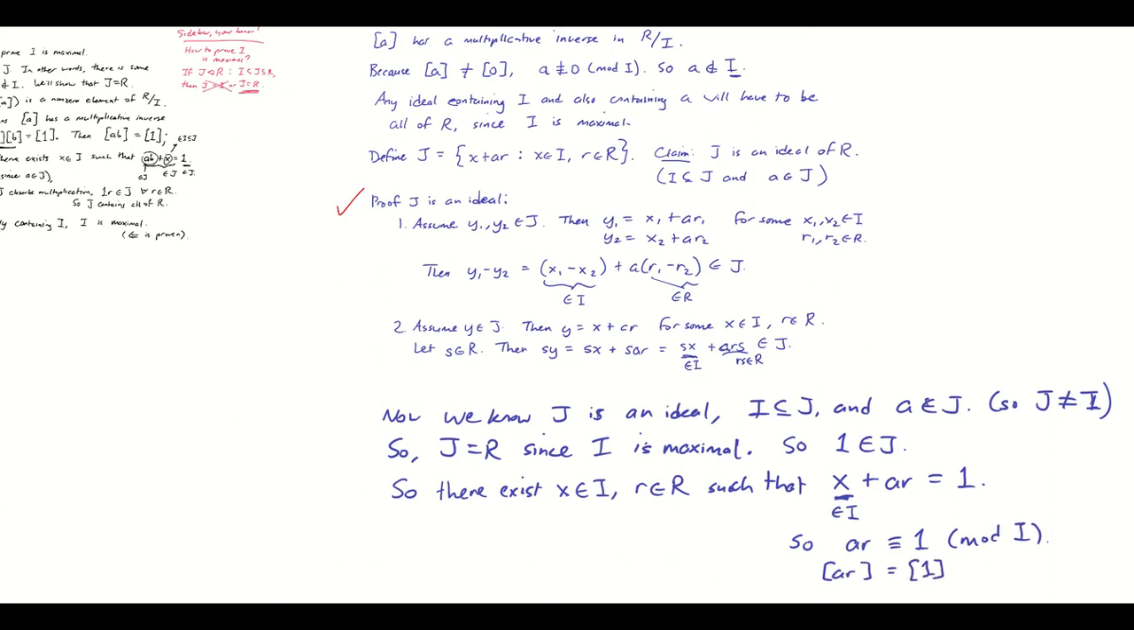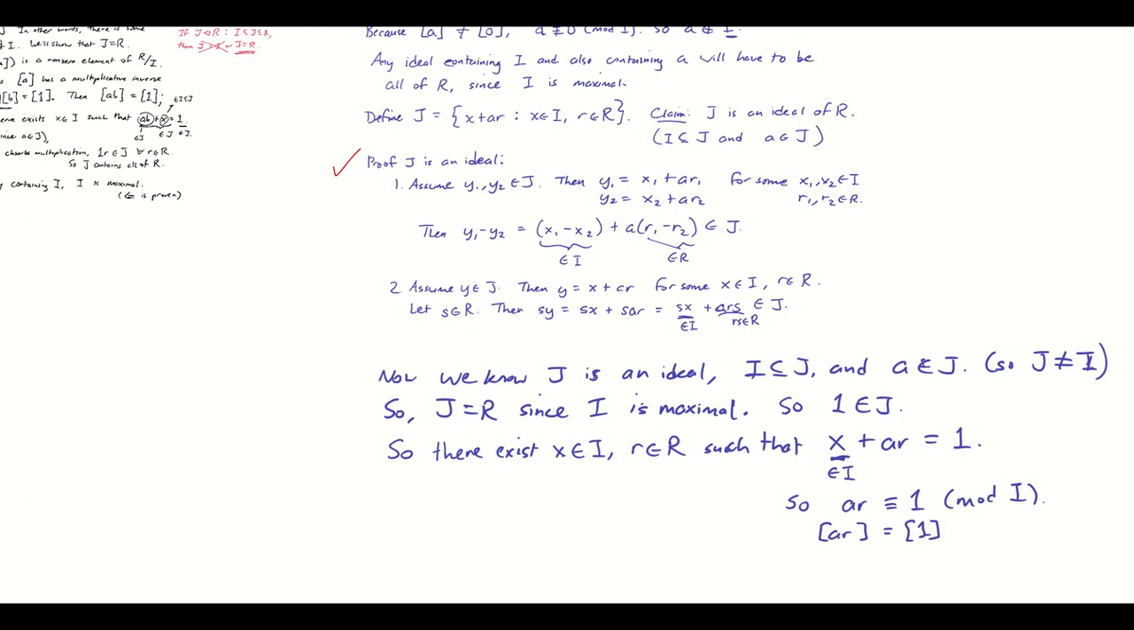And then, aha, now this is where we start to parallel that other proof again. So the class of a times the class of r is equal to the class of 1. And that means this is my multiplicative inverse of the class of a. And I did that for any non-zero element of R mod I. I showed that it has a multiplicative inverse. So that means R mod I is a field. And then I think we are done.